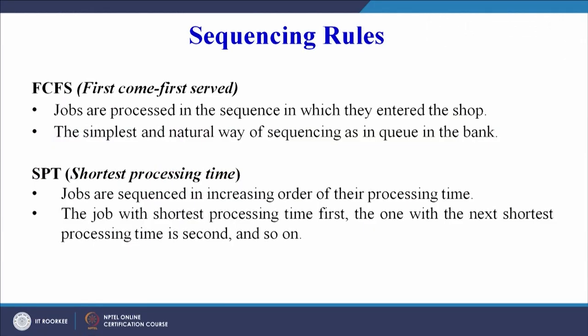The jobs are sequenced in increasing order of their processing time. That is, first we will sequence a job which requires less processing time, then one which has slightly higher processing time, and then similarly in ascending or increasing order. The job with the shortest processing time is done first, the one with the next shortest processing time is second, and so on in the increasing order of the processing time.